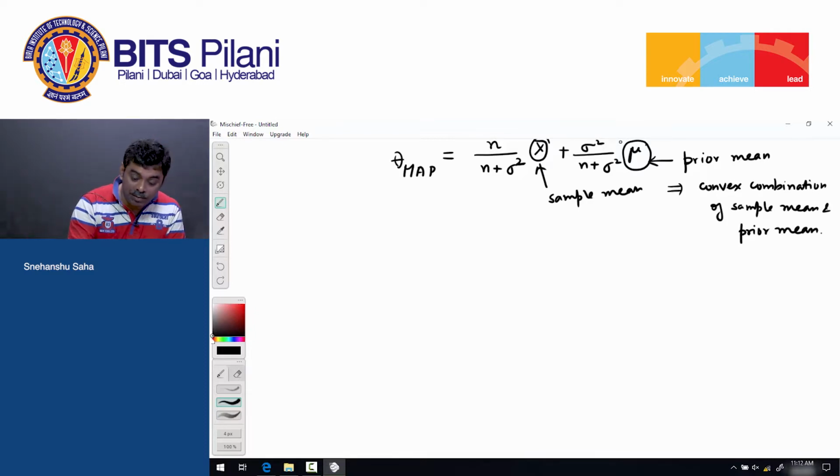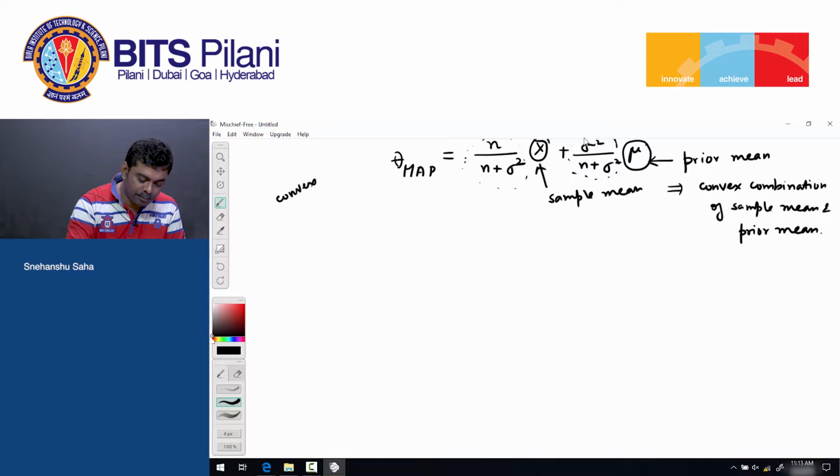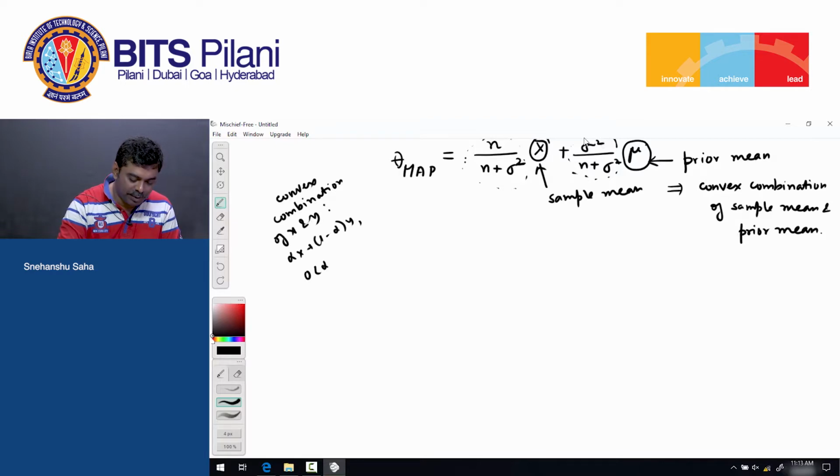Now each one of these can be upper bounded by 1, so the maximum that they can take is 1. It's very likely that they are both less than 1, so this is really a convex combination. Just to recall, a convex combination of x and y is written as alpha x plus 1 minus alpha y, where alpha is between 0 and 1.